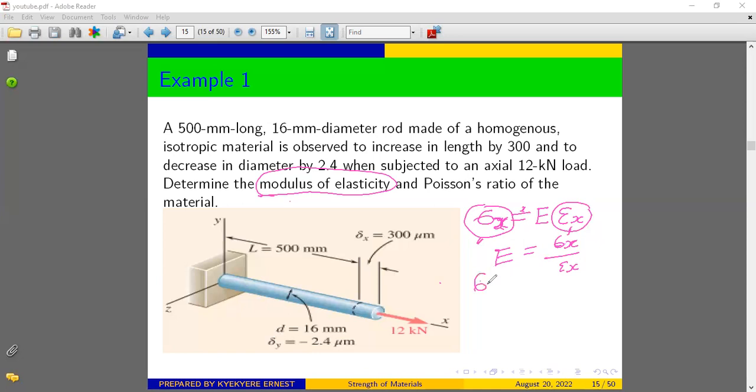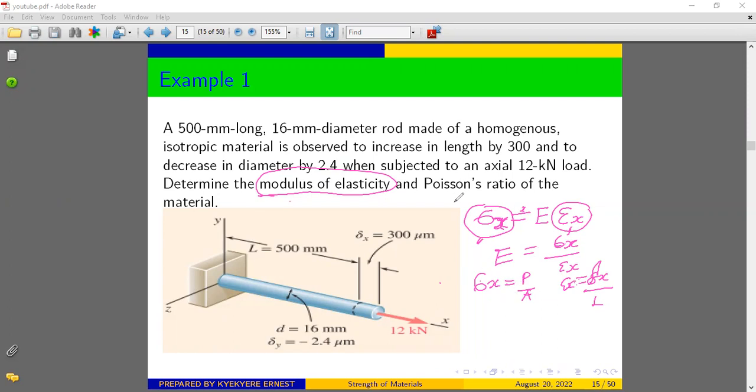And we know that the stress in the x-axis is just the force over the area. And we know that the strain in the x-axis is the deformation along the x-axis, delta x, over the original length of the material. Then from here, we can determine our modulus of elasticity.